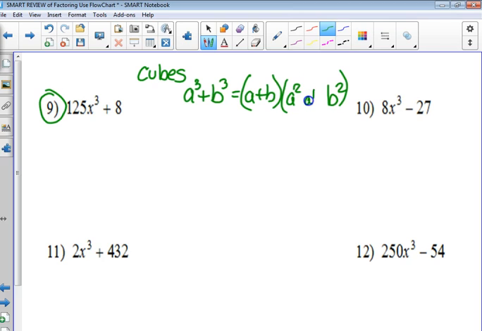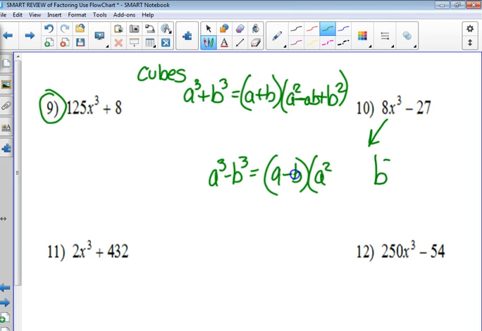Okay, in the middle goes an A and a B. If this is plus, this one is minus, and the last one is plus. If it had been this pattern for this problem, if it started out A cubed minus B cubed, these are all on that little chart, guys. It would go A minus B. This is A squared, B squared. You really need to memorize this pattern for Precalc, okay? Then in the middle goes an AB. If this was a minus, this is a minus, and this changes to plus, and the last one's always plus. That's how I remember them. Okay, so this pattern is for this question.